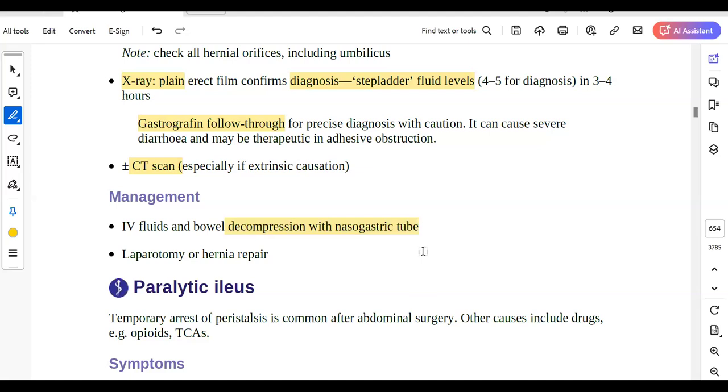So you put the nasogastric tube in and you decompress the bowel so that the patient doesn't vomit anymore. And then even after some conservative management, if it's not getting any better, then surgical repair will be needed.